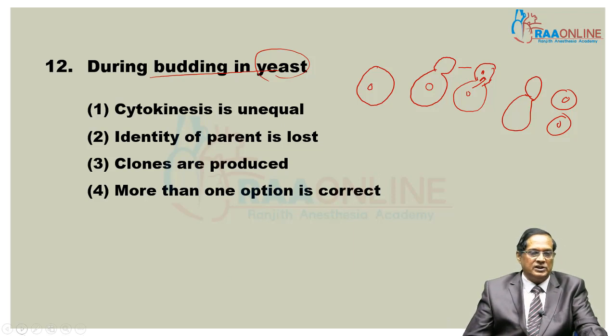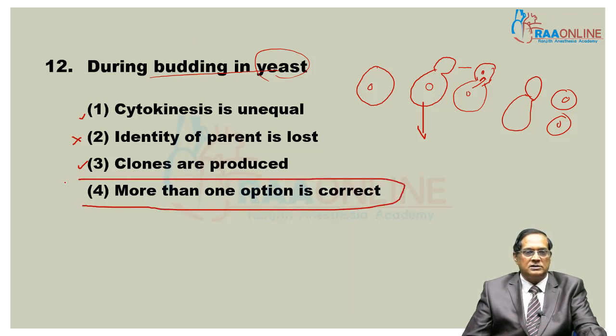So here, see this one. Cytokinesis is unequal, right. Identity of a parental cell is lost, wrong, because the parental cell sustains. That is, the bud is formed by the parent cell and that bud gets separated. So the second option is wrong. Clones are produced, this is right, because the progeny is identical to the parent, because mitosis is involved, asexual reproduction is involved. So that's why my answer is right, because the first and third options are correct.